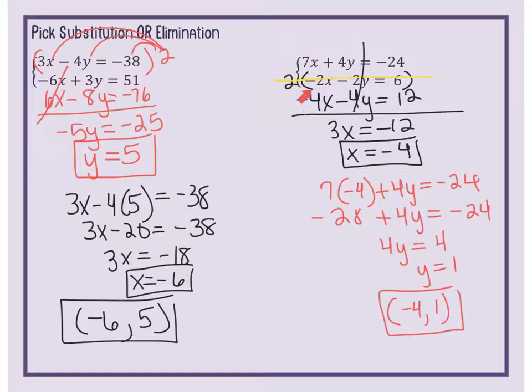Then I added them together, and I got 3x equals negative 12, divided by 3, and I got x equals negative 4. Then I substituted it back into the top equation. So I substituted it back in for x. I got negative 28, then I added 28 to both sides. Then I divided by 4. I got y equals 1. And there is my answer.